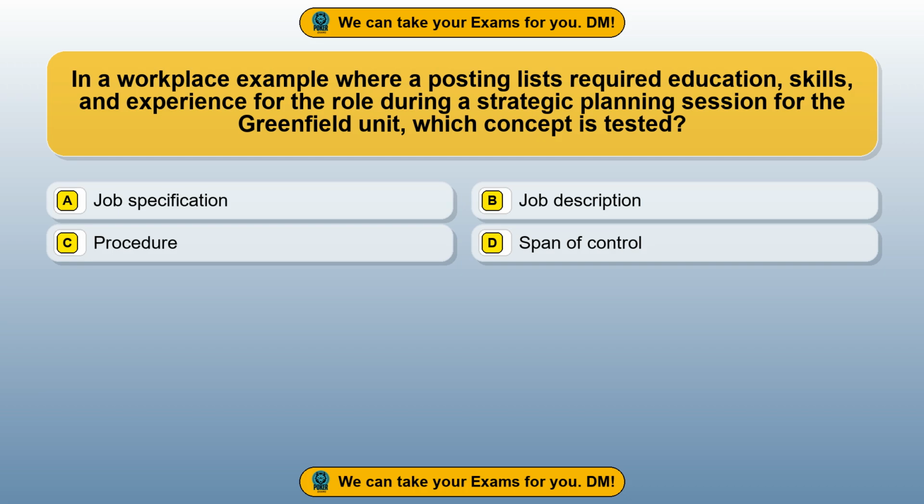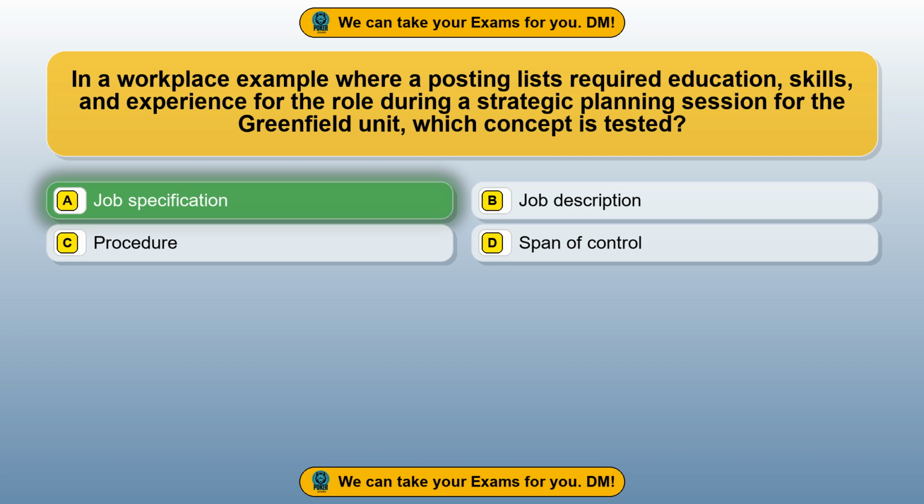Question 60. In a workplace example where a posting lists required education, skills, and experience for the role during a strategic planning session for the Greenfield unit, which concept is tested? Option A, job specification. Option B, job description. Option C, procedure. Option D, span of control. The correct answer is option A, job specification.